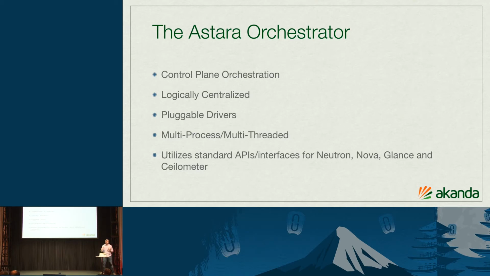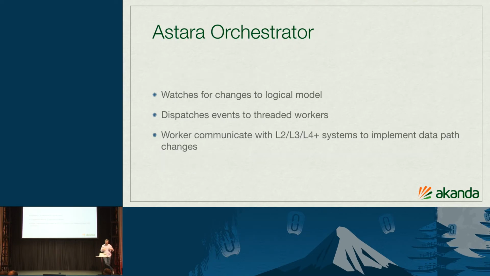From the deployment perspective, you have the opportunity to configure it. You can make the process as big as you need it to be, or you can create as many processes as you need to manage the network service orchestration. At the same time, we wanted to maintain the same API footprint from the tenant perspective in OpenStack, so we use the standard APIs for Nova, Neutron, Glance, and Ceilometer. When the orchestrator is running, it's responsible for watching changes to the logical model, and then it will render those down via the drivers onto the particular service.